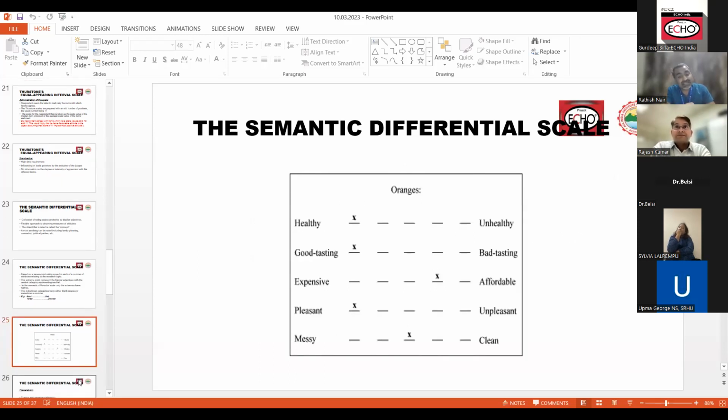This is an example where you are going to judge oranges by criteria like healthy, good tasting, expensive, pleasant, and messy. This is just an example of a response from a participant. Healthy and good tasting are both at the most favorable end. Expensive is going towards the other end, nowhere near good. Pleasant and messy are where the person has chosen to take a neutral view about how he or she thinks about oranges.